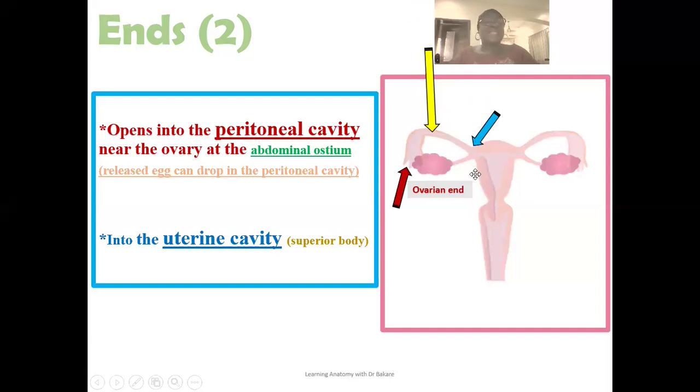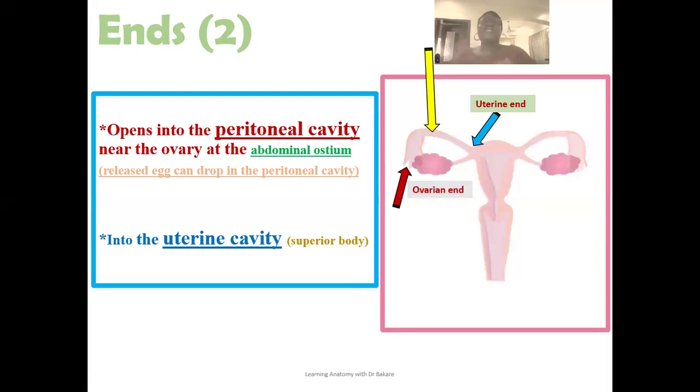Remember, after fertilization, we said that the next phase is implantation, and this implantation process will occur in the uterus. So there needs to be a connection between the oviduct and the uterus, so that after fertilization, the zygote will be moved and implanted into the uterine wall. And this is the connection that is created around this superior region. So you have the uterine end at this region because it is the end that is related to the uterus, and on this other end, you have the ovarian end because this end is related to the ovary.